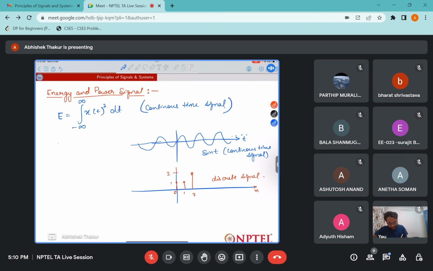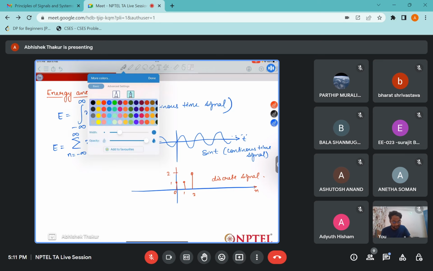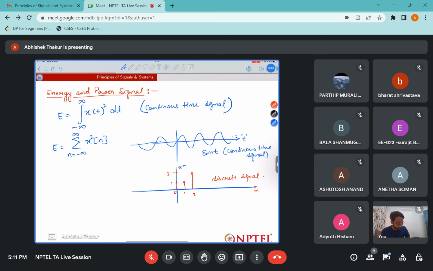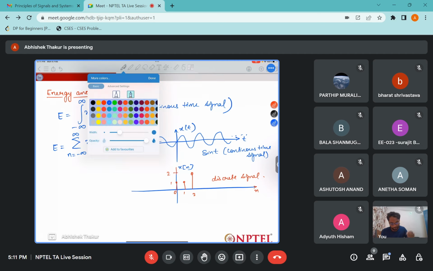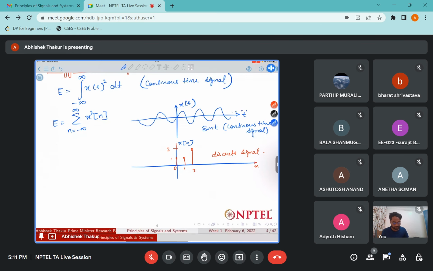How do we get the energy of a discrete signal? That is given as the summation of x[n] square, where n goes from minus infinity to infinity. We know that a discrete signal is defined as x[n], like this is our x[n] and this is our x(t). So basically in a continuous time signal we do integration from minus infinity to infinity, and in a discrete time signal we do summation. Both are the same: integration also just sums up all the areas under the curve, and here we just use the summation sign for the discrete time signal. So this was the formula to calculate the energy of a signal.